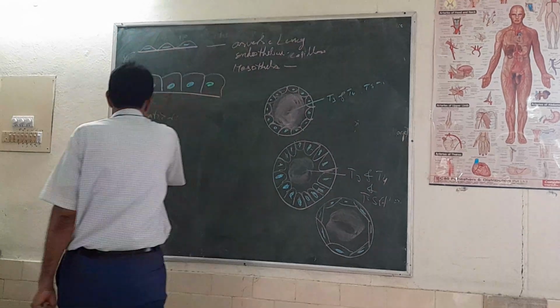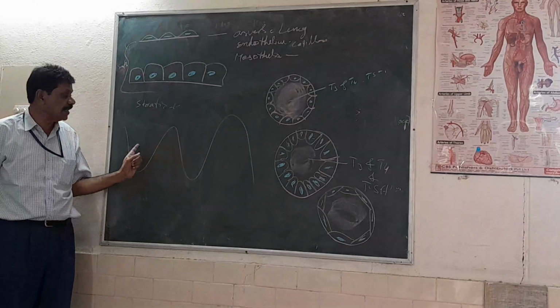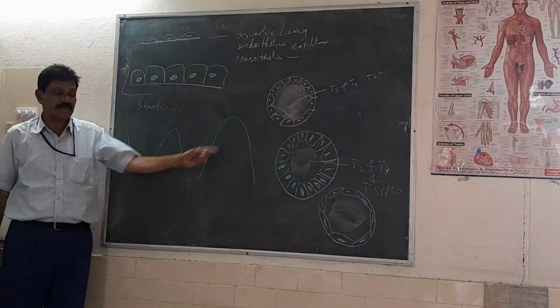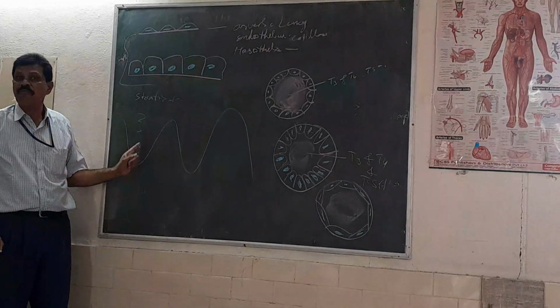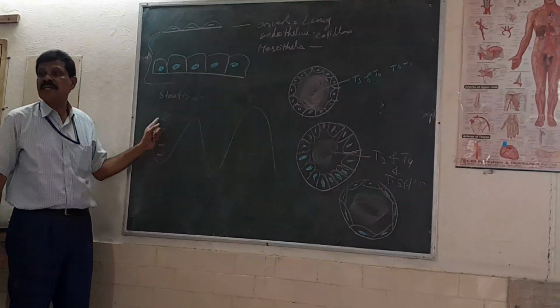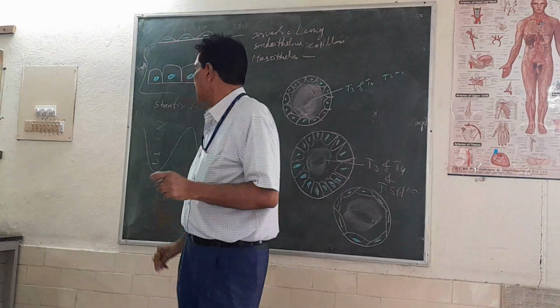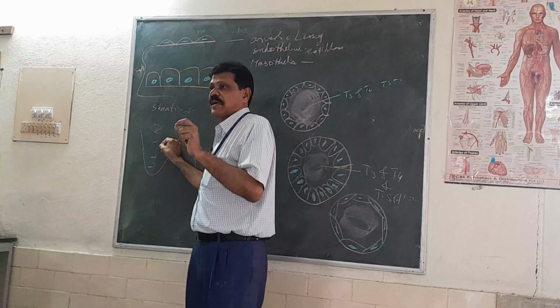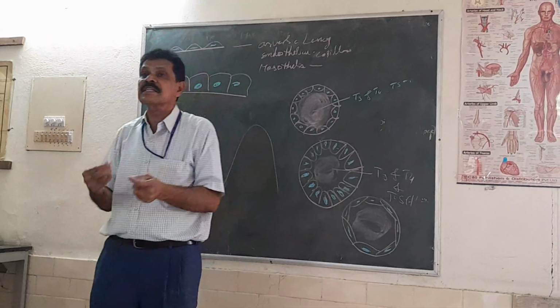Wherever there is stratified squamous, the epithelium will have waviness like this. So the waviness is because of the stratified squamous. There are 5 cell layers from here to here, and the superficial layer is squamous. That is why stratified squamous non-keratinized epithelium is present in the esophagus. If it is stratified and keratinized, it is skin.